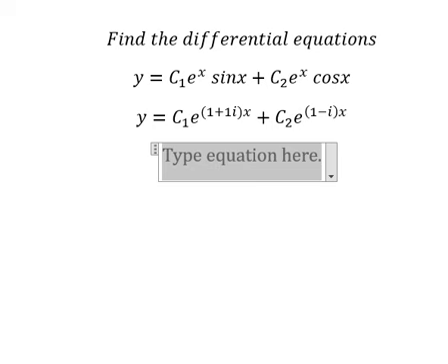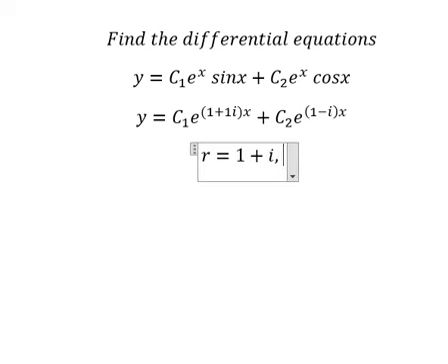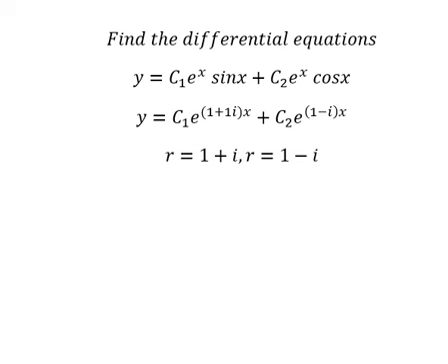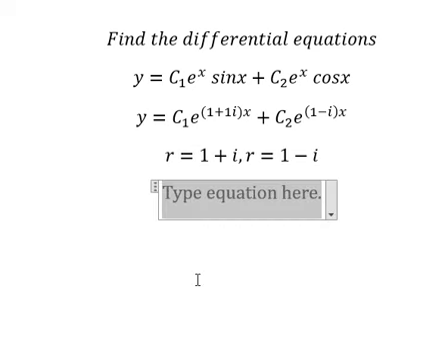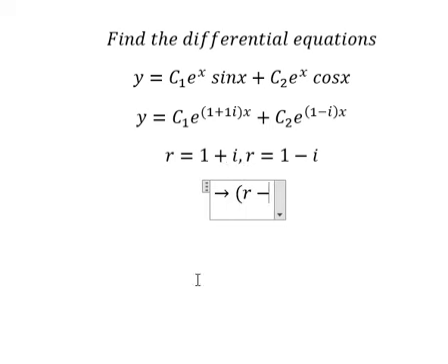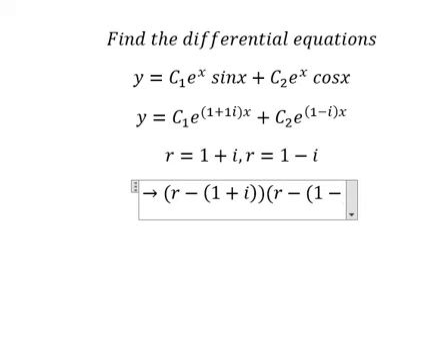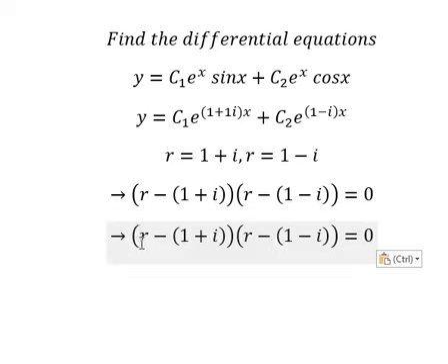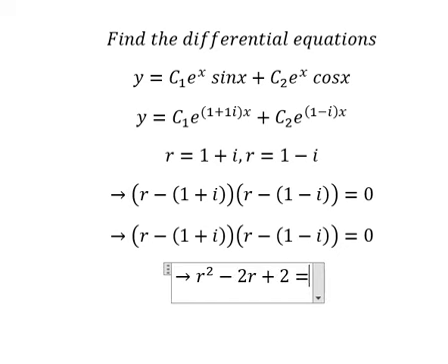The first one is r equals 1 plus i, and the second one is r equals 1 minus i. So we can create the factor in here. Now we need to expand this one. You will get r squared minus 2r plus 2 equals 0.